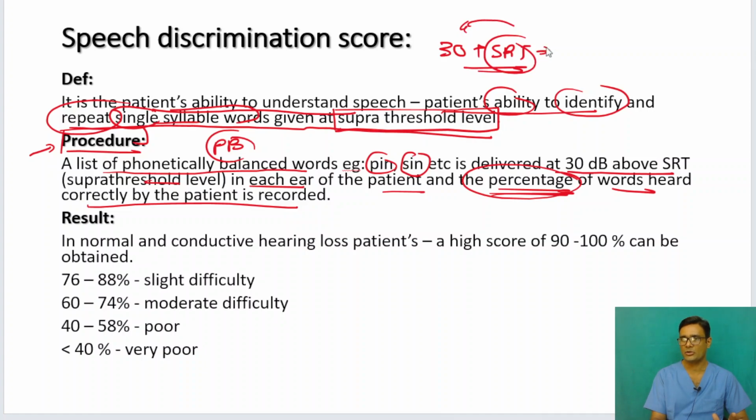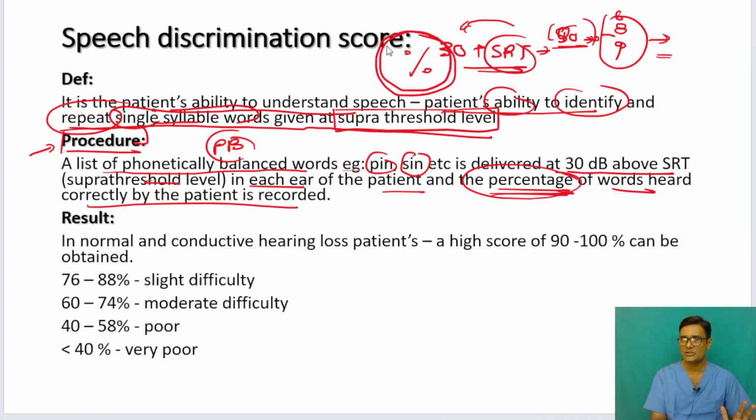the speech reception threshold, and you are giving each ear a number of words, say 10 words, to each ear separately, and you calculate whether the patient can repeat 8 words correctly, 9 words correctly, 6 words correctly, or it can be more also. It is like 50% or 100% of words given repeated correctly by the patient, you record it. So you are going to just record the percentage of the words repeated correctly by the patient. This becomes the speech discrimination score.